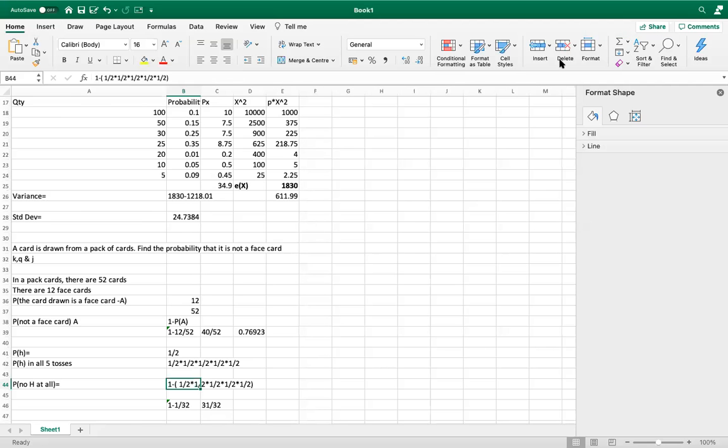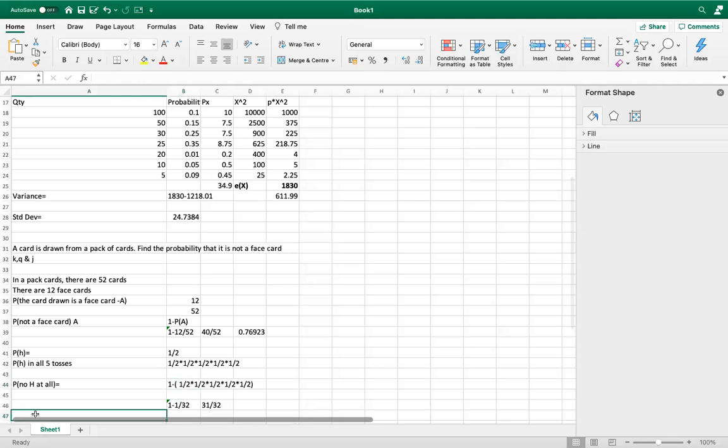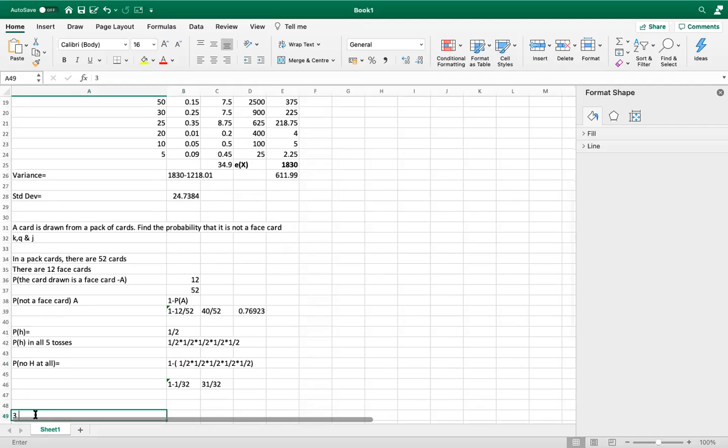Okay, one more problem. Say 3 cards are drawn from a pack of cards.